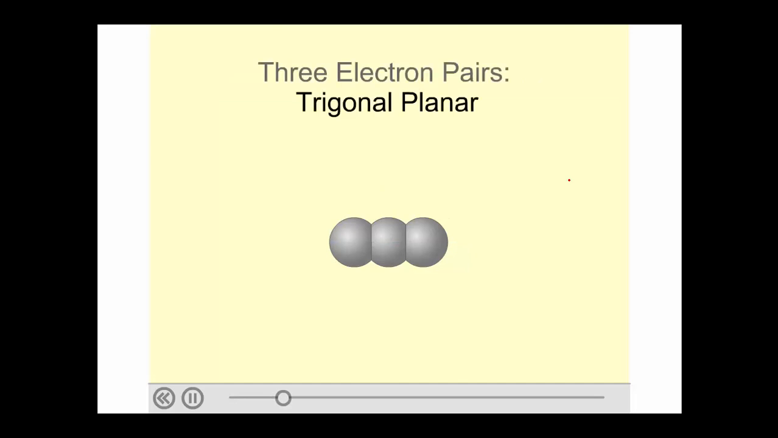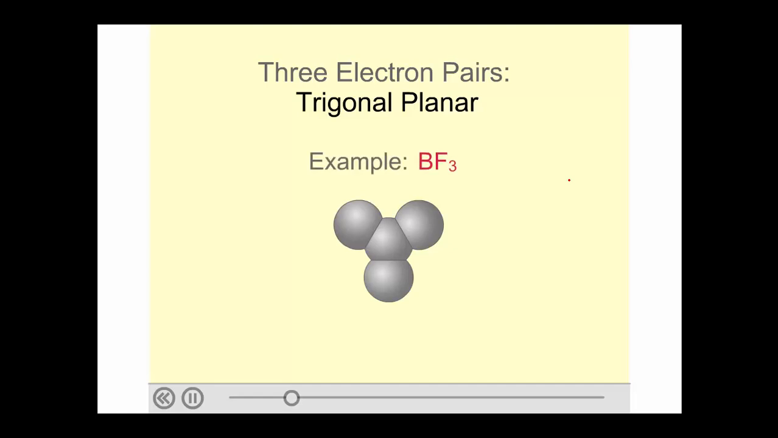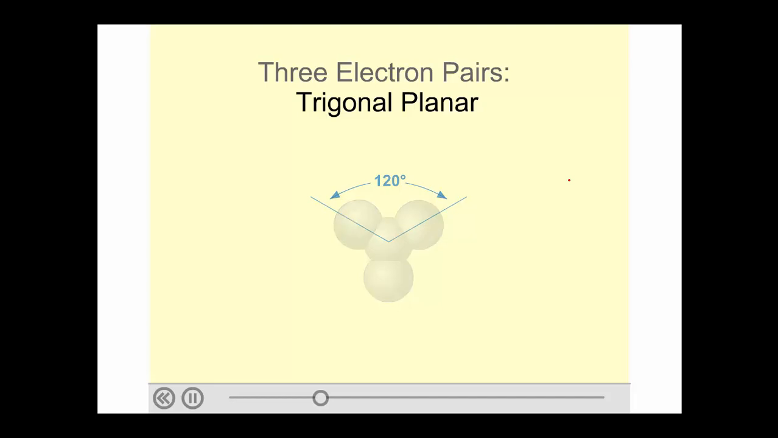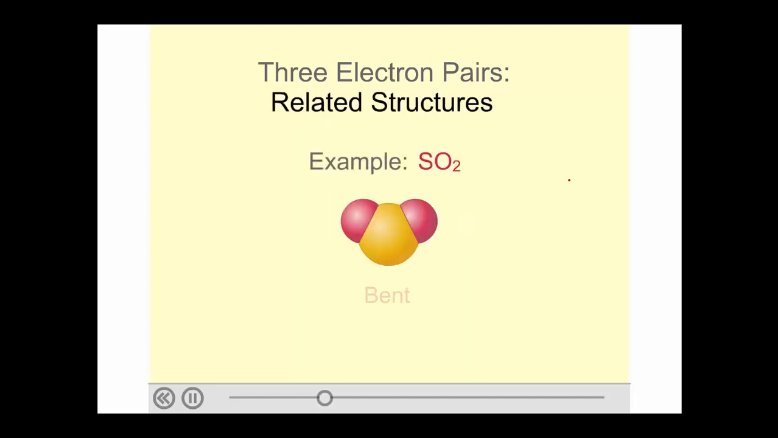Three bonding electron pairs around the central atom result in a trigonal planar structure. Boron trifluoride has a trigonal planar structure. The bond angles in a trigonal planar arrangement are 120 degrees. When one of the three electron pairs surrounding the central atom is a non-bonding pair, as in sulfur dioxide, the resulting structure is known as bent.